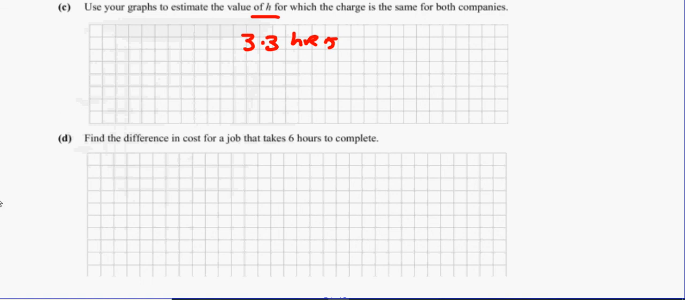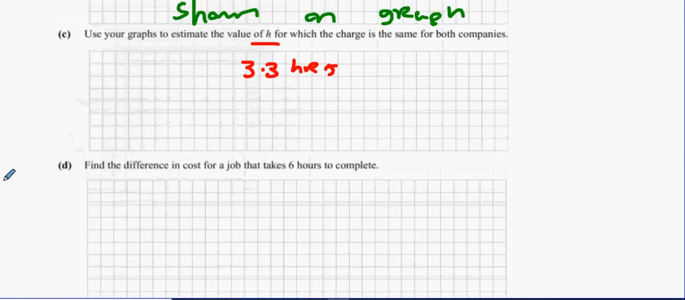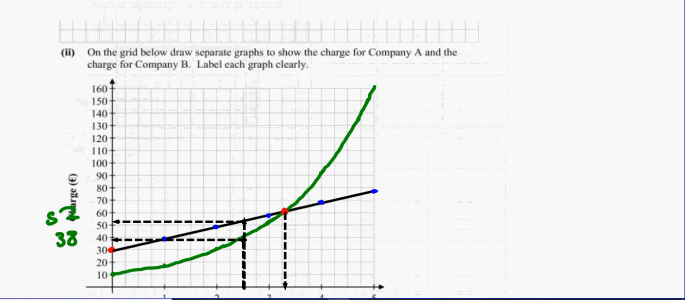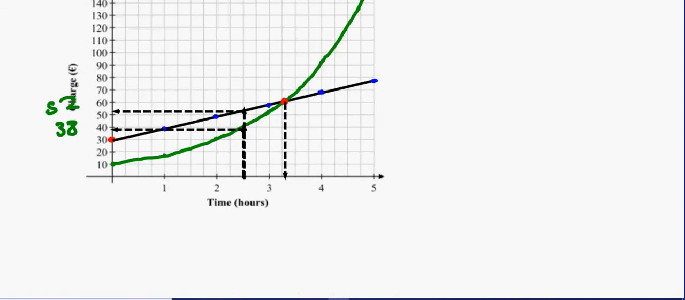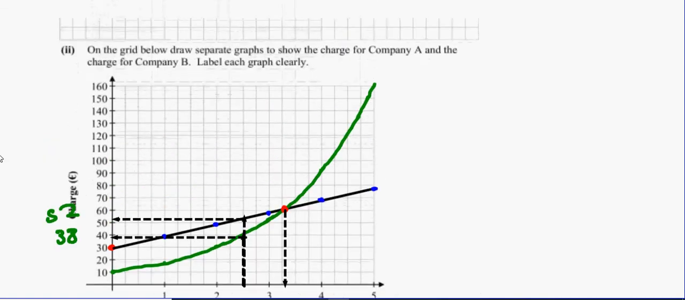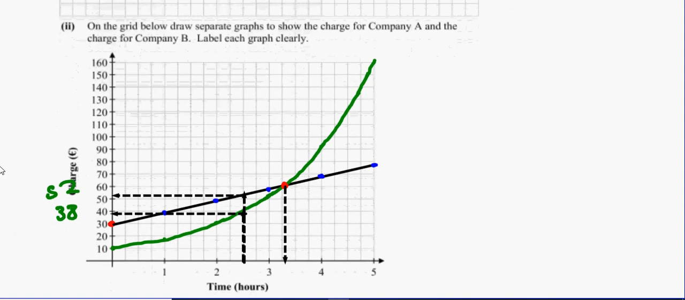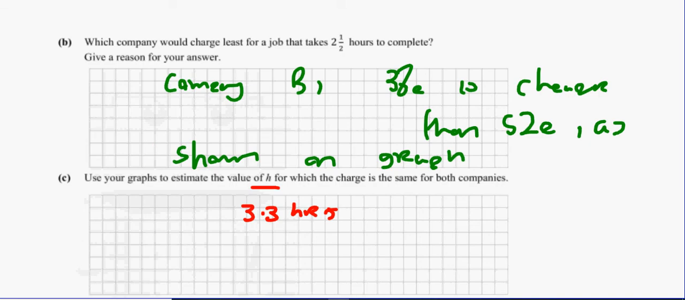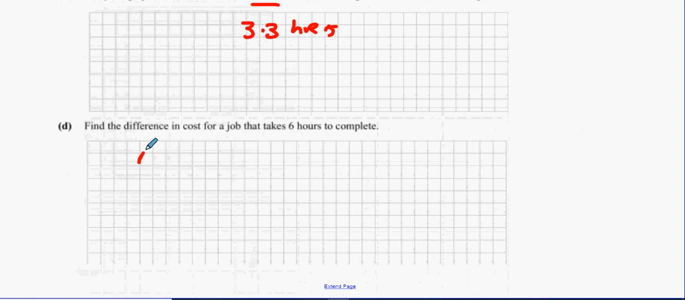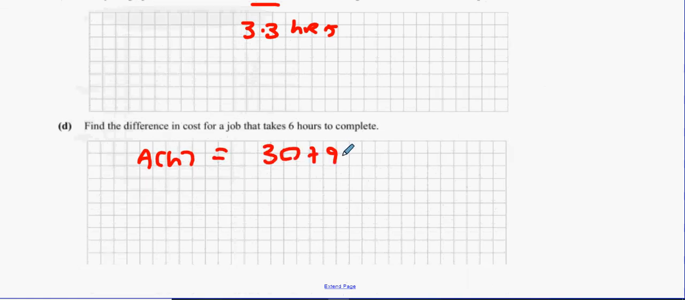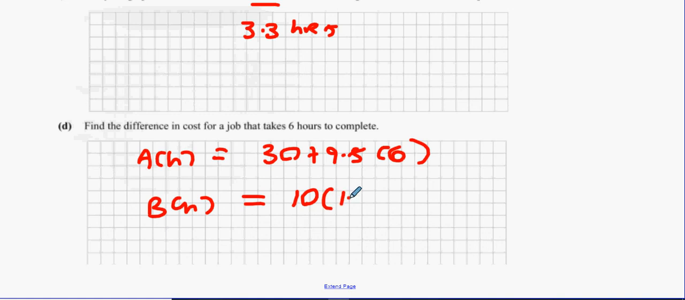Find the difference in the cost of a job that takes 6 hours to complete. 6 hours, lads? Oh dear. Yeah, just sub it in. What are the two formulas again, Daniel? A: 9.5 times 6, yeah? Yep. And B: 10 times 1.74 to the power 6.